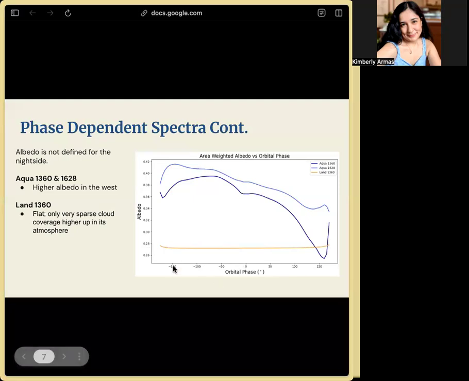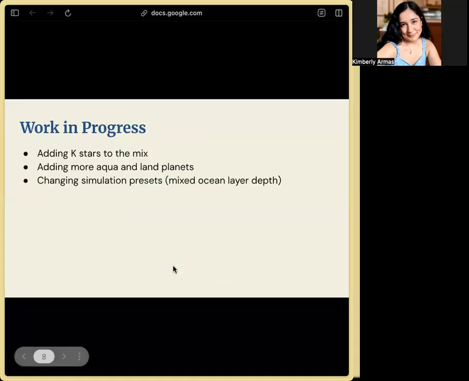And these are all very preliminary results. As I mentioned in the beginning, I would like to add more case stars to the mix, analyze more aqua and land planets, look at changing simulation presets, and even adding more plots like plotting winds, etc.